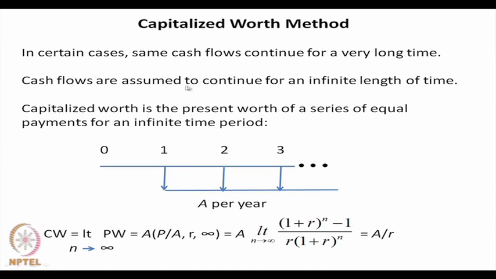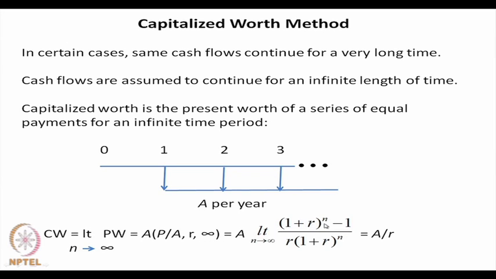So, cash flows are assumed to continue for an infinite length of time. Suppose this is the cash flow and this continues up to infinity. We assume the annuity A per year to be constant, and suppose we find the present worth of these cash flows. To find P given A, the equal payment series present worth factor, we multiply that with A, which gives us the present worth of these cash flows.